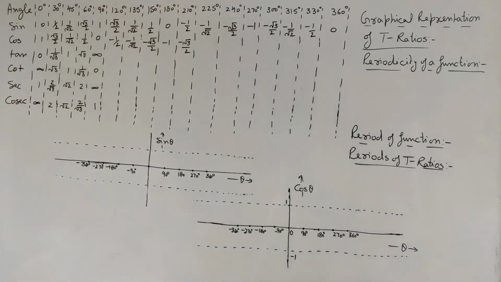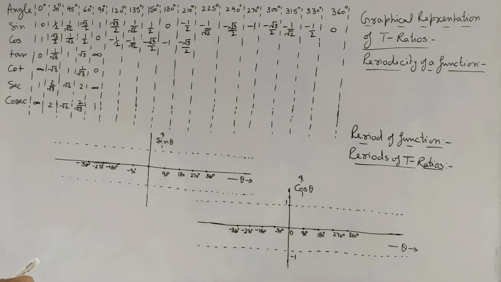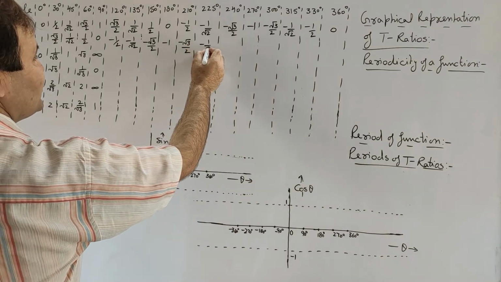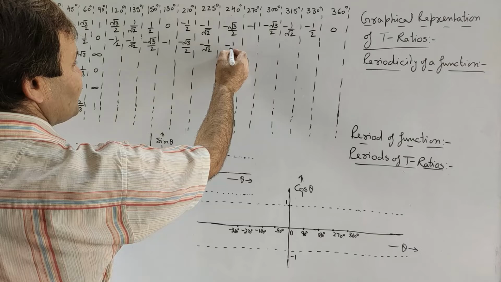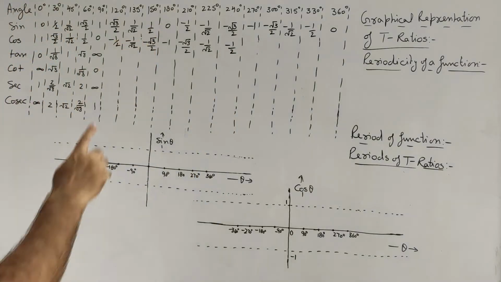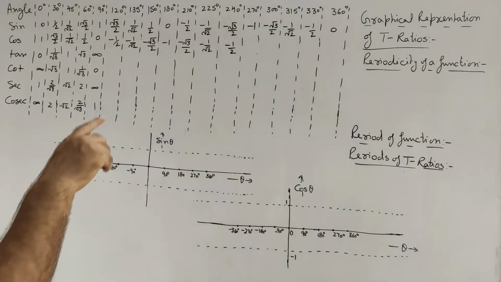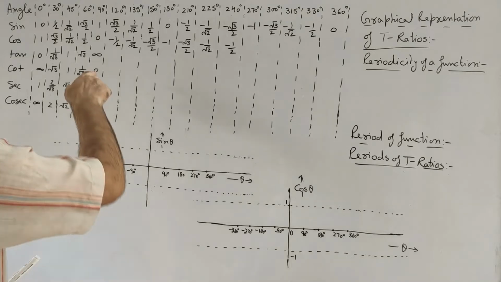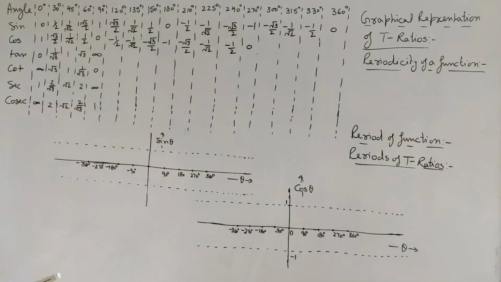Then 225: cos 180 plus 45 is minus cos 45, so minus 1 by root 2. And then cos 180 plus 60 is minus cos 60. Cos 60 is 1 by 2, so it will be minus 1 by 2. And then 270 will be cos 180 plus 90, and cos 180 plus 90 means minus cos 90. Cos 90 is 0, so it will be 0.